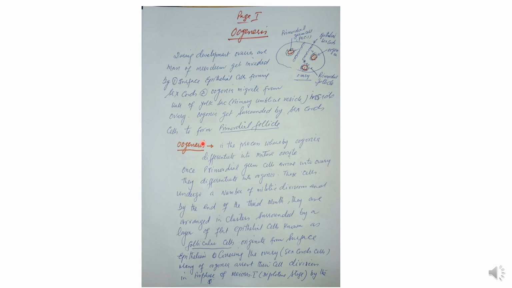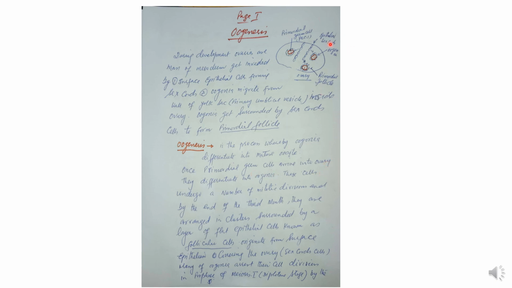If you are asked a short question, write about oogenesis. It is the process whereby oogonia differentiate into mature oocyte. That is from primordial follicle to primary follicle. The next stage is secondary follicle, and then tertiary follicle. Up to this process is known as oogenesis, that is the production of the oogonia and the development of the oogonia. Oogonia differentiate into mature oocyte.